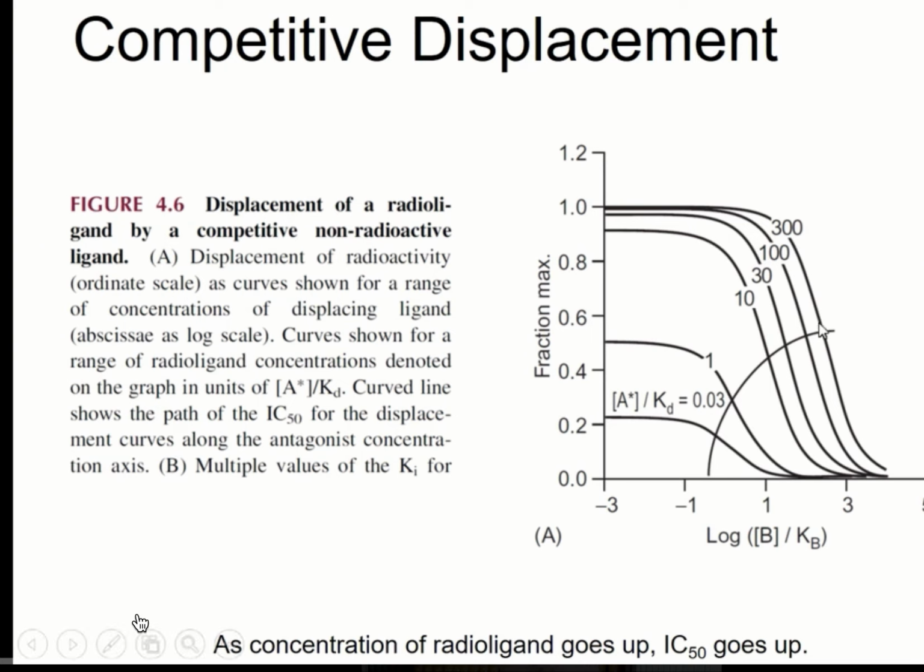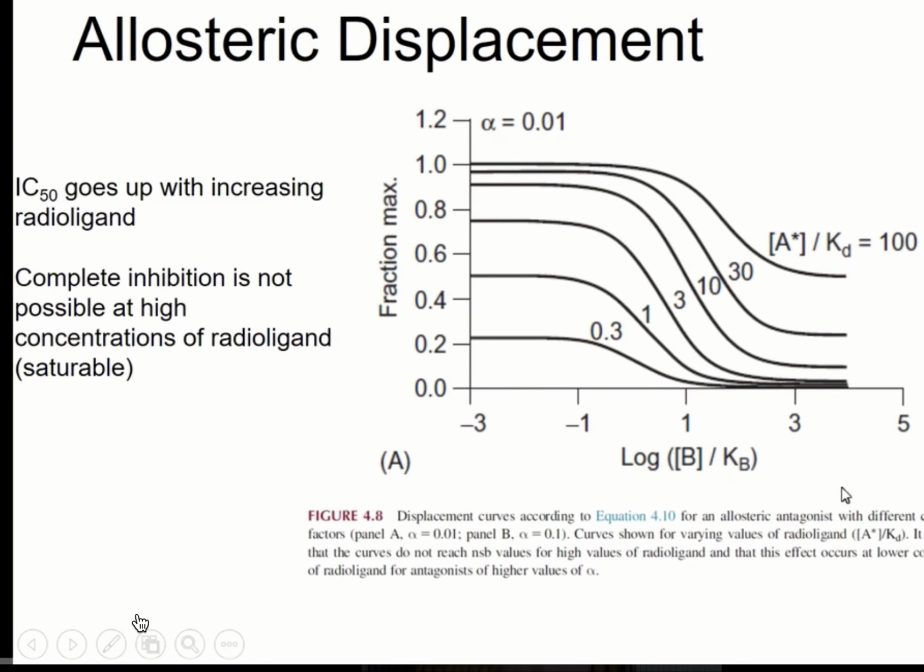But notice with competitive displacement, we can always get down to zero binding if we add enough antagonist. Here we can't, because when the antagonist binds, it does not block the agonist from binding. It simply makes it less likely that the agonist is going to bind. And so, even if it is a very low likelihood, if you add enough agonist, you're going to get some binding. And so we can never get this down to zero binding.